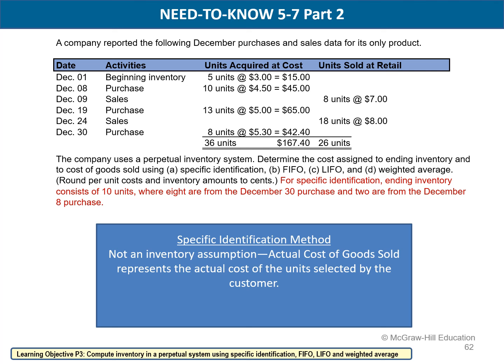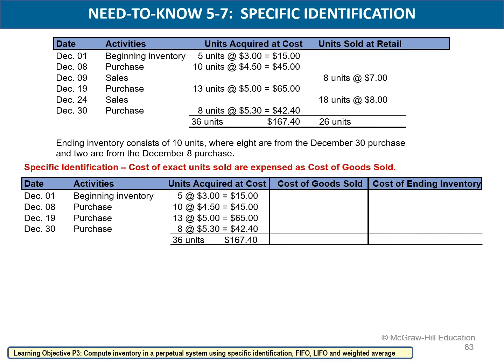All right, so under the specific identification method, it's not going to matter. Actual cost of goods sold represents the actual cost of units selected by the customer, and ending inventory represents the actual cost of units that remain in ending inventory. So under specific identification, they tell us that 8 are from December 30th and 2 are from December 8th. So our 2 from December 8th at $450 each, plus our 8, that's what's in our ending inventory. Everything else is in our cost of goods sold.